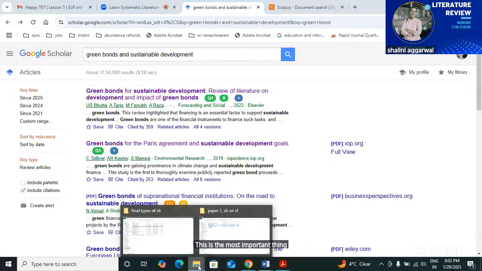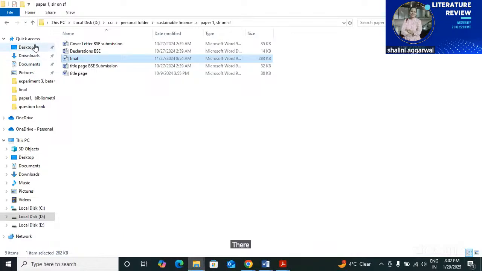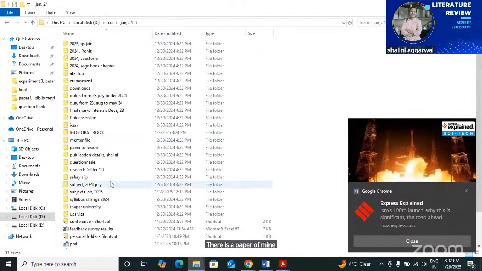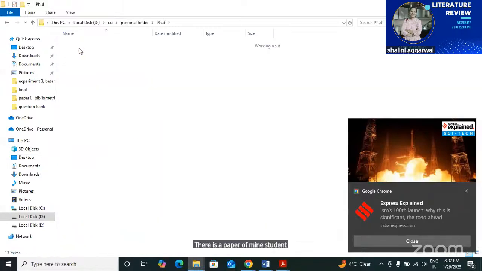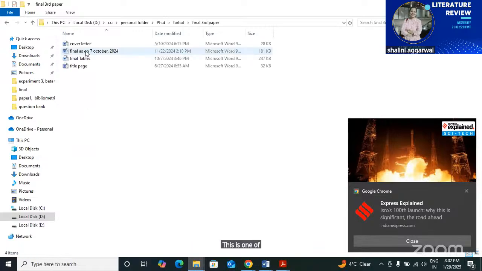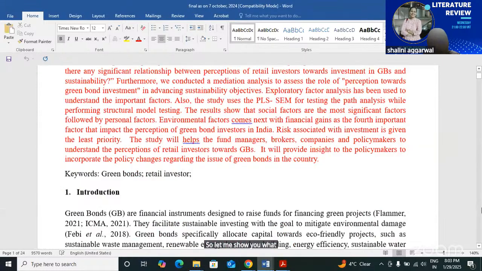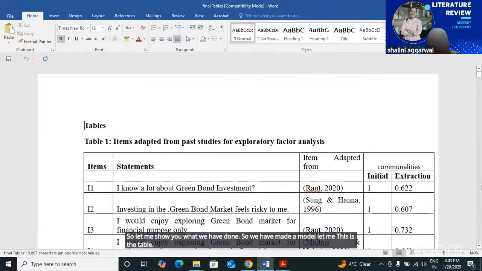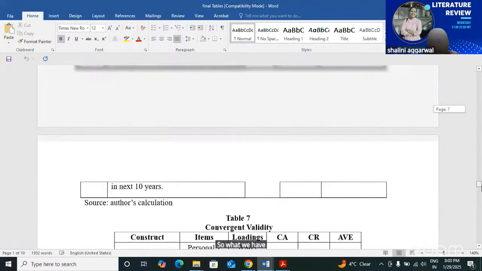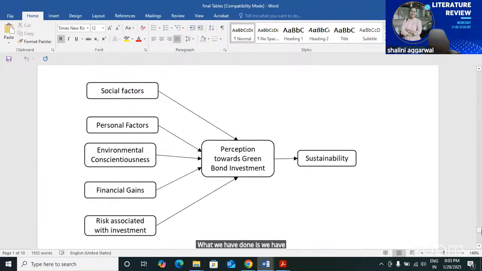So let me show you one thing. There is a paper of my student. This is one of my students' papers, and it got accepted as well. Let me show you what we have done. We have made a model. This is the table. We made this model, and the paper got accepted.